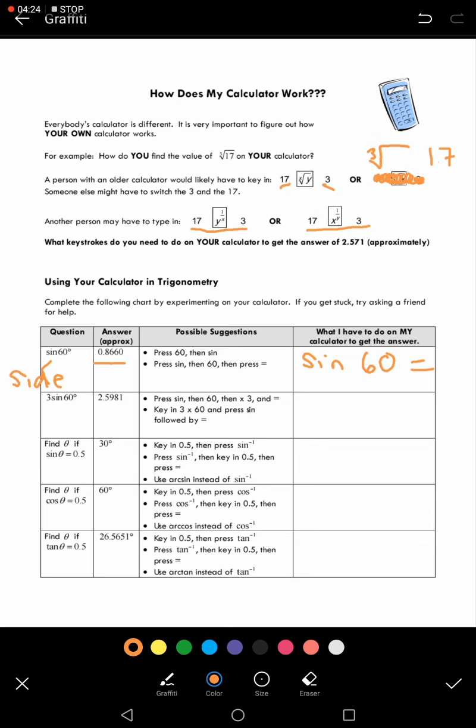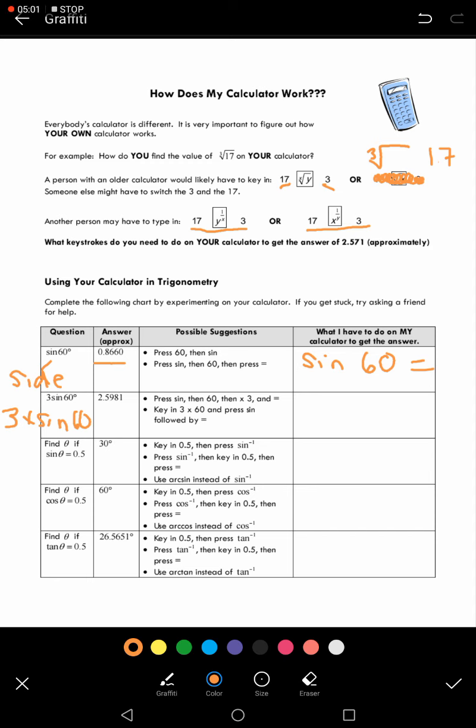Okay, the next one here, we have 3 sine 60. So that's the same as 3 times sine 60. Okay, and we should be getting an answer of 2.5981. Okay, so now we're looking at the suggestions. How are we going to get that answer? So we're either going to press sine, then 60, and multiply it by 3, or type in 3 times 60 and press sine followed by the equal sign. So again, you're just doing this on your calculator.